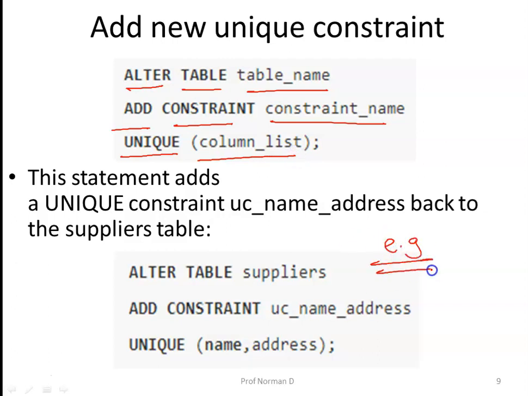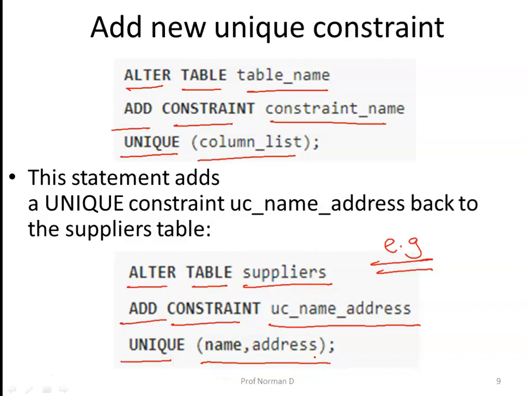So after creation of the table, you are trying to apply a constraint on the same relation. So the query would be ALTER TABLE, table name is suppliers, ADD CONSTRAINT, give any constraint name so that you can recollect it later. Specify the constraint that is UNIQUE, and the attributes, since it is more than one over here, you put it in parenthesis separated with a comma, ending with a semicolon.